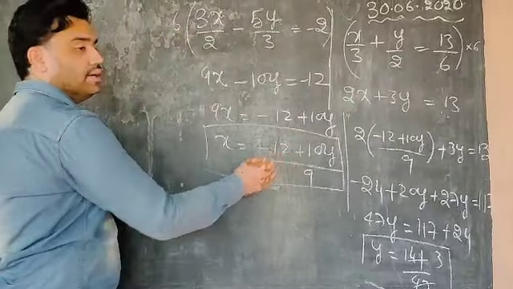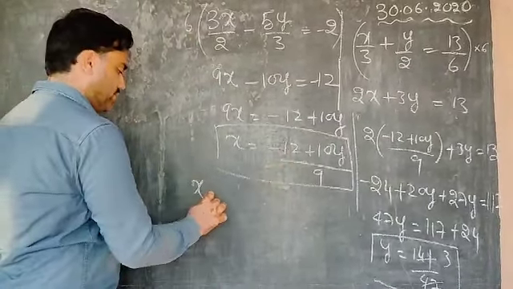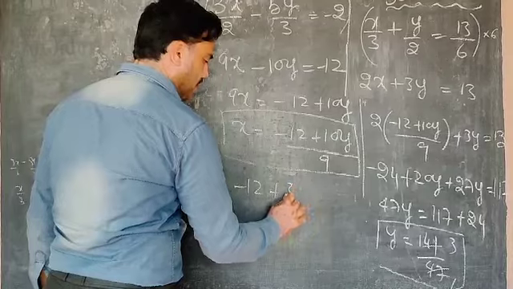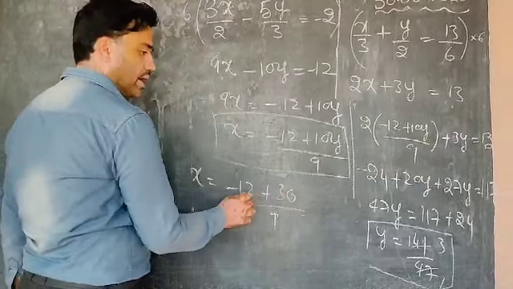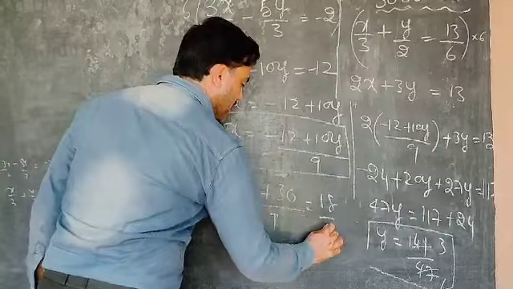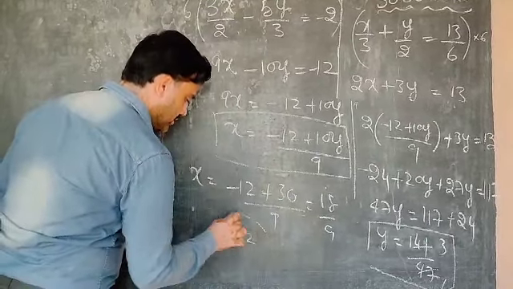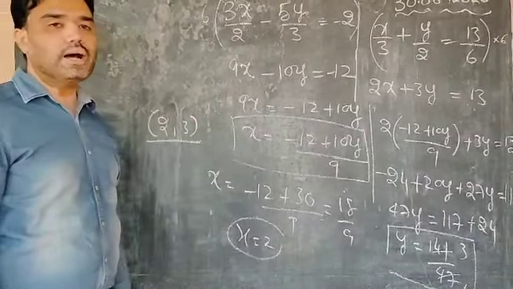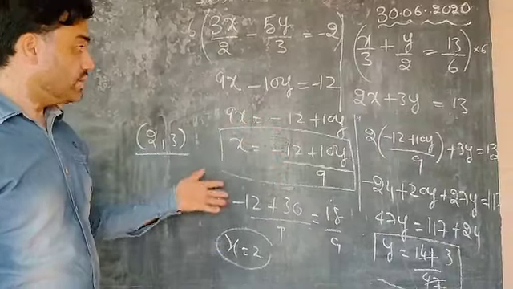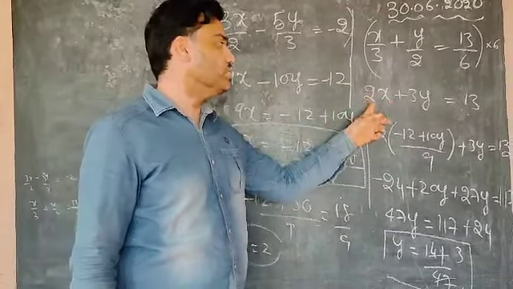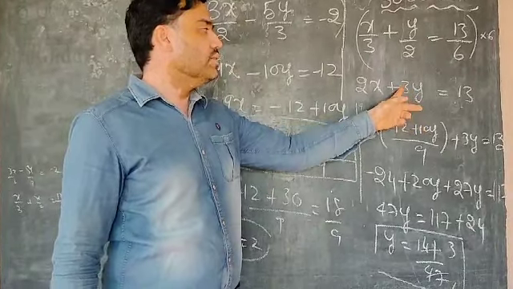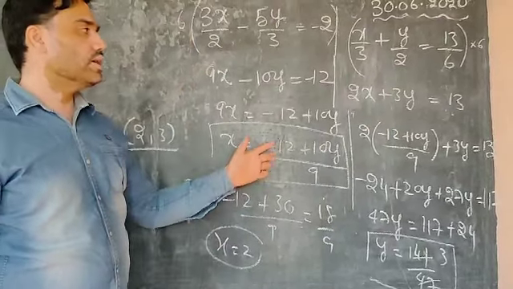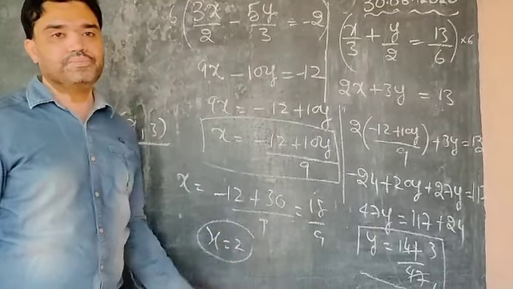Now substitute in equation 1: x is equal to minus 12 plus 10 into 3, that is 30, divided by 9. 30 minus 12 means 18 by 9. 9 twos are 18. Therefore, x is equal to 2. So what is the ordered pair which satisfies both the equations? 2 comma 3. Once you check, you can even verify it. The x value is 2, 2 into 2 is 4, the y value is 3, 3 into 3 is 9, 4 plus 9 is equal to 13. In this way we can check the answer. So this ends the substitution method.